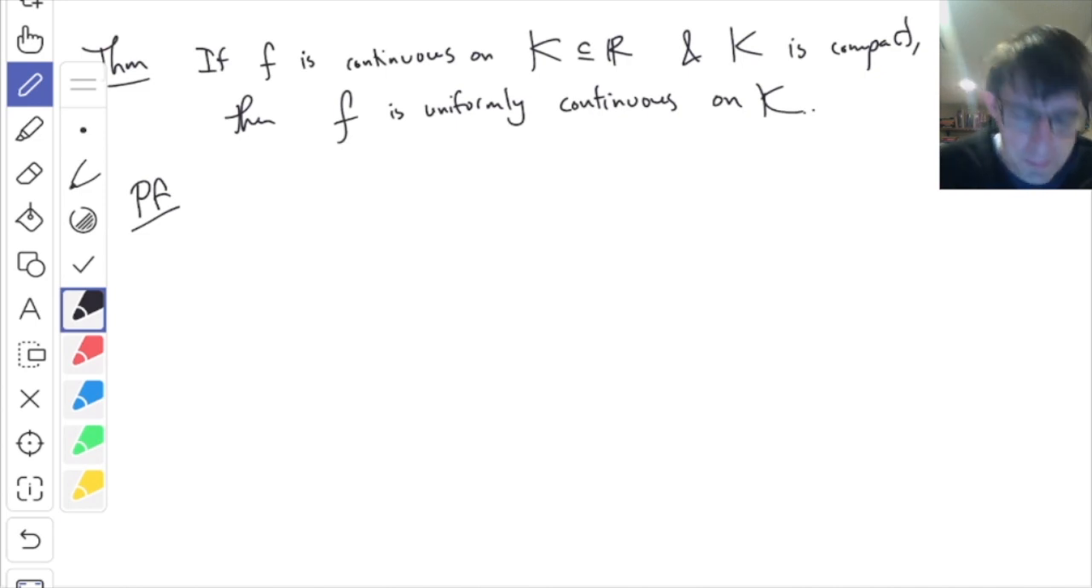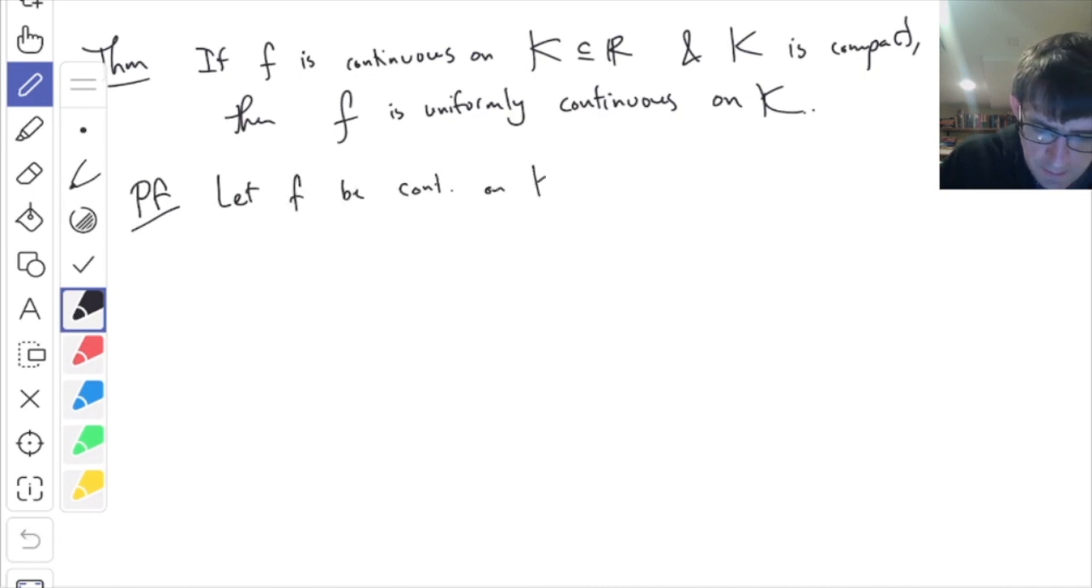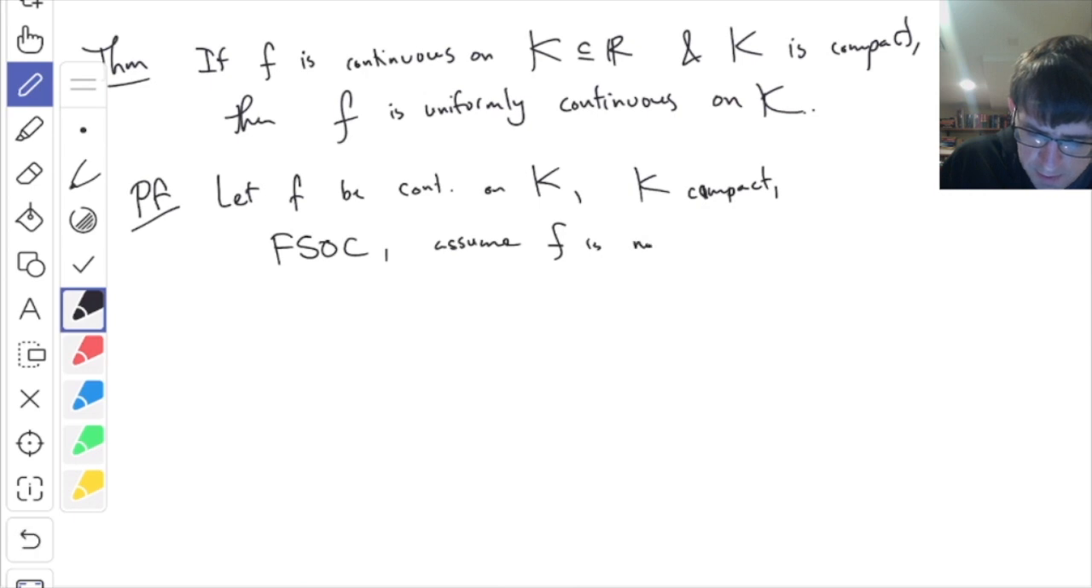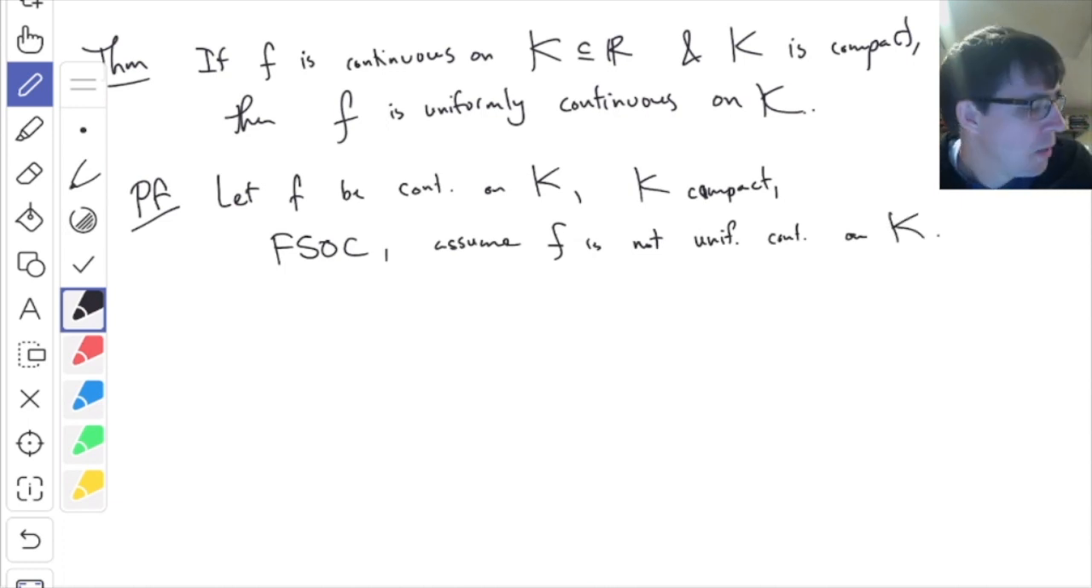So we assume that f is continuous. So let f be continuous on K. K is compact. And to get a contradiction, I'm going to assume that f is not uniformly continuous on K. All right. Not uniformly continuous, we can express that in terms of sequences.